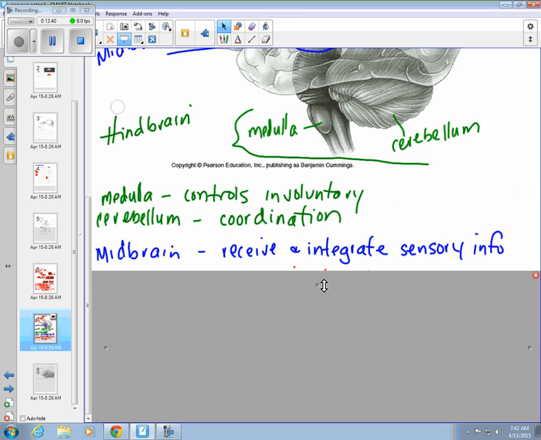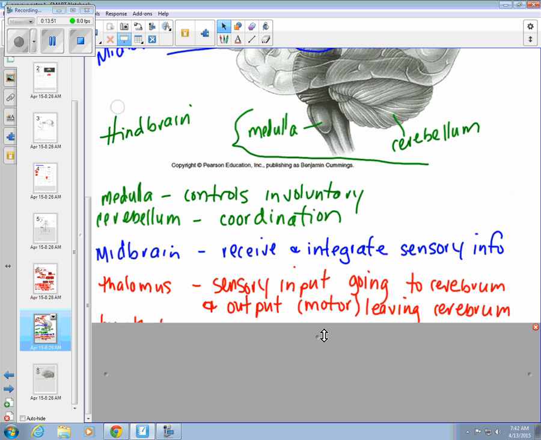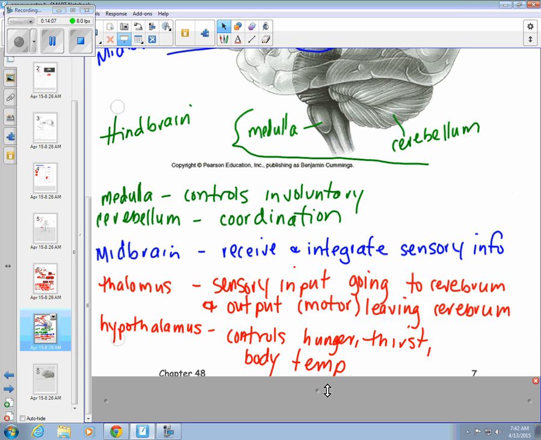The midbrain is going to receive and integrate the sensory information that's coming into the brain. That information will come in through the spinal cord. The thalamus helps with the sensory input, so information that's coming in that's going to the cerebrum, and it also regulates information that's leaving the cerebrum. The hypothalamus is the part of the brain that controls your hunger, thirst, and body temperature.